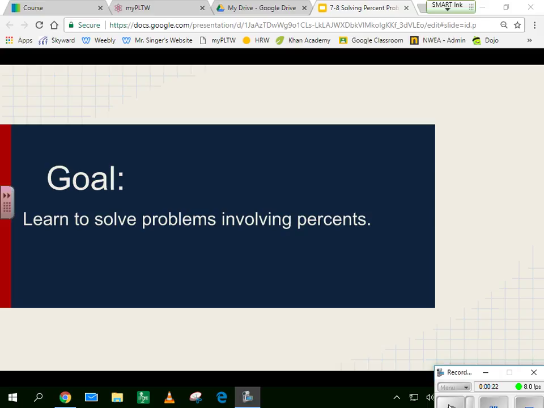But today we're going to solve problems involving percents. So we may need to find the percent, or we may need to look for different parts. So go ahead and write this down along with today's date and page number before moving on.